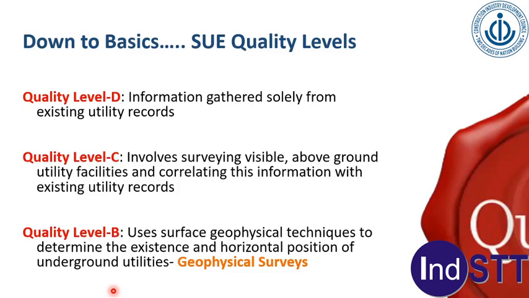The fact remains that there will be a maximum of 3 or 4 which can actually be used in an urban environment. And last is quality level A, which employs non-destructive digging equipment at critical points to determine the precise horizontal and vertical position as well as size and type of underground utilities. It's very important to understand that even after this, it's not 100%. Quality level B does not give you everything. For example, GPR or any such technique does not give you the size or diameter of the utility, or the material of the utility. So you have to go to quality level A if your project requires that kind of information.